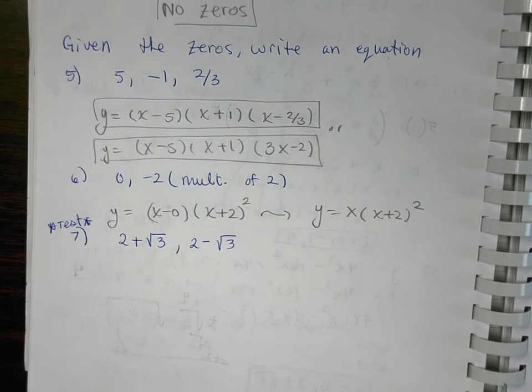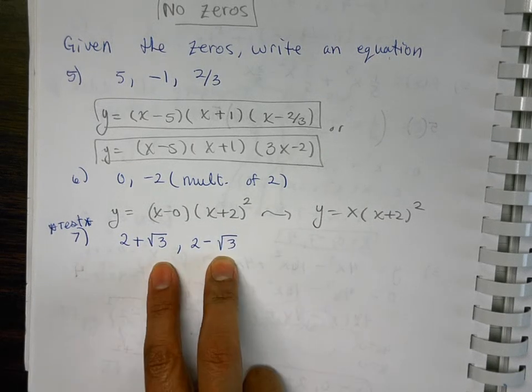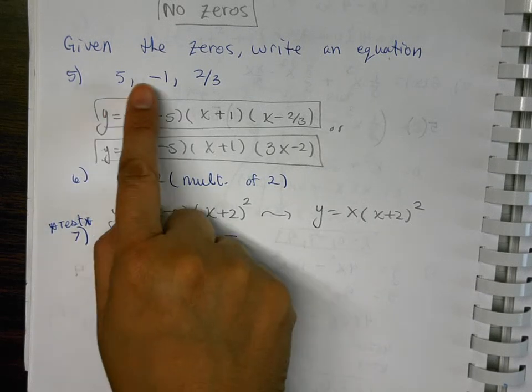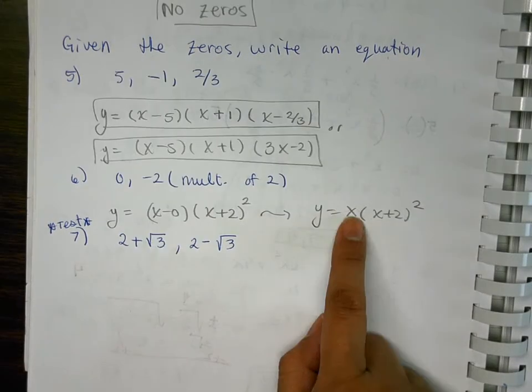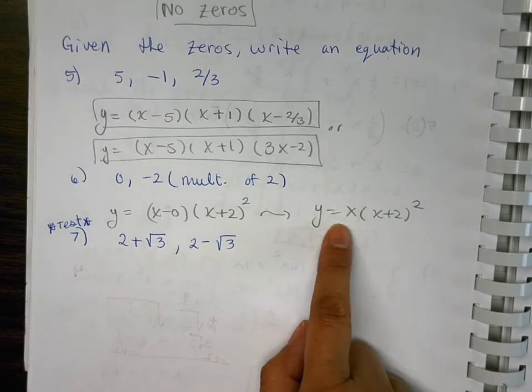All right, how many zeros do I have? 2. What does that mean about my degree later? What should my degree come out to be? 2. Let's look here. How many solutions did I give you here? And was the degree 3 here? Do you see that? All right. Okay.